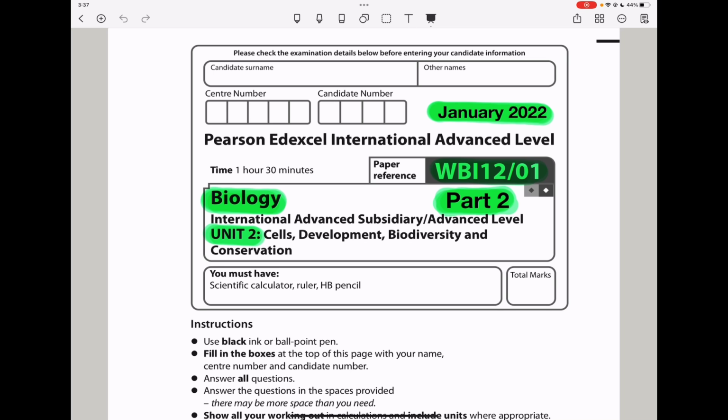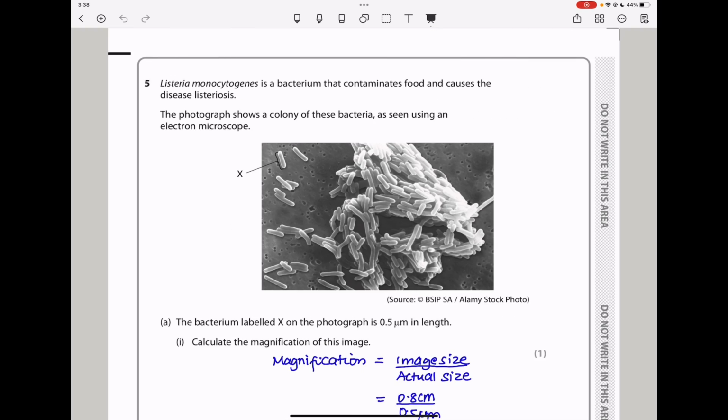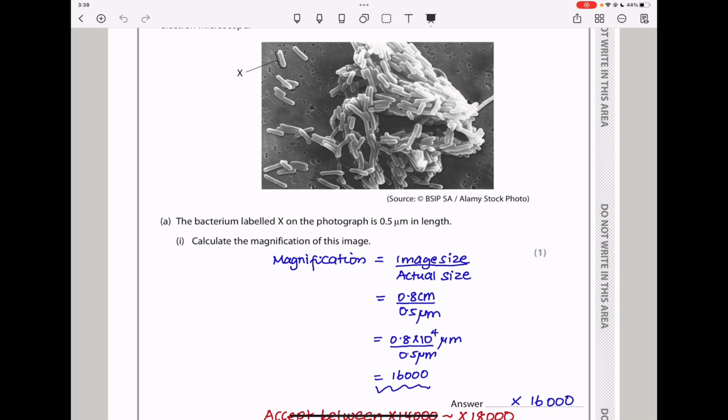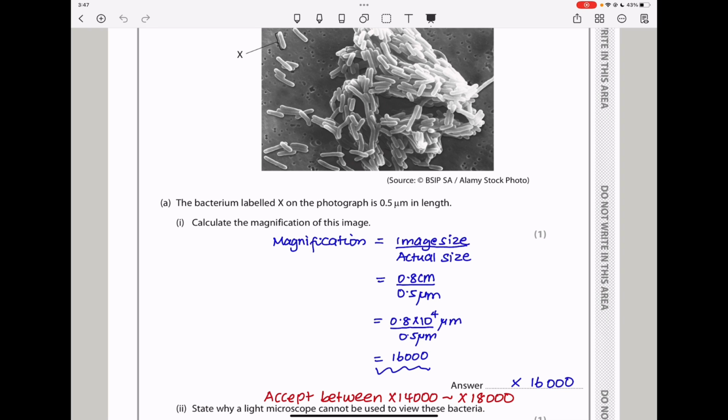Let's begin with question 5. Listeria monocytogenes is a bacterium that contaminates food and causes the disease listeriosis. The photograph shows a colony of bacteria as seen using an electron microscope. So this is the colony we have here. They say the bacterium labeled X on the photograph is 0.5 micrometer in length. Calculate the magnification of this image.